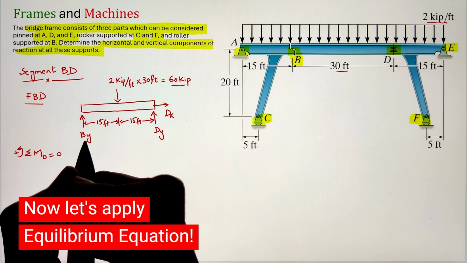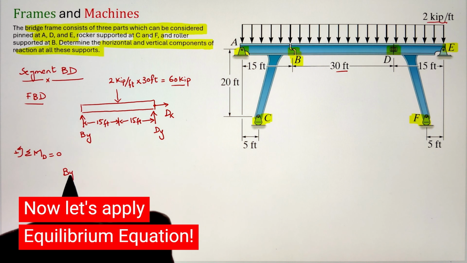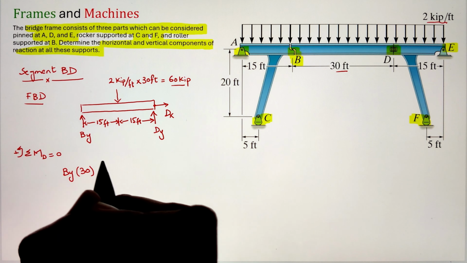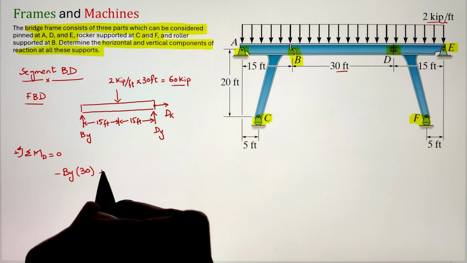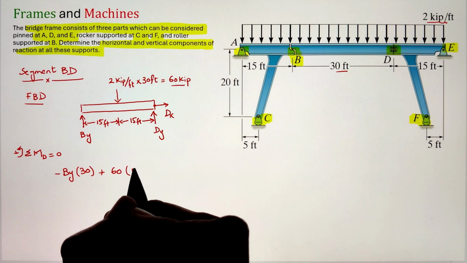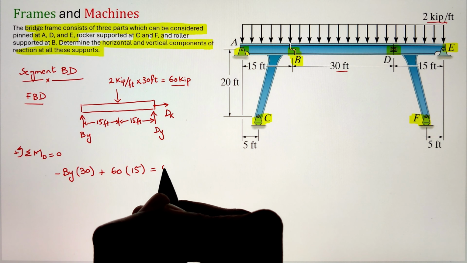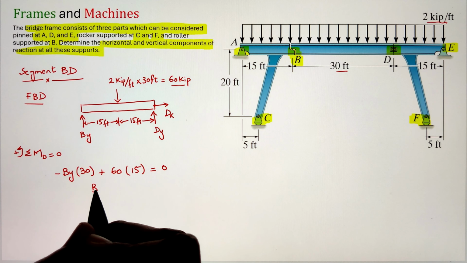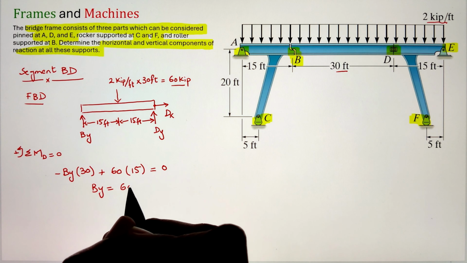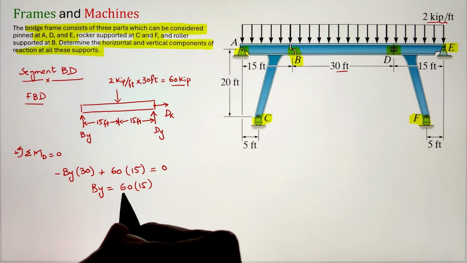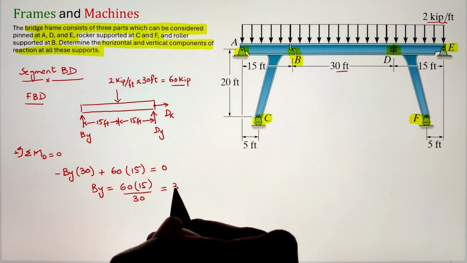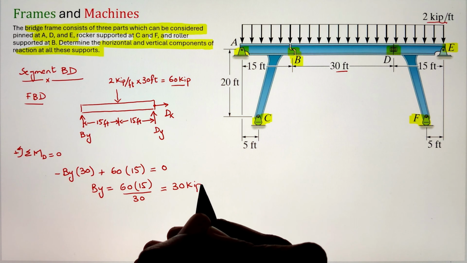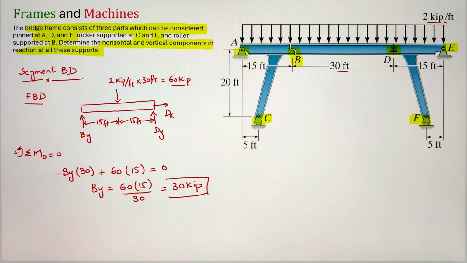So I'm going to start with summation of moment at point D because it will eliminate my Dx and Dy, as these two forces won't create any moment as they are passing through the point line of action. So we have our By that is going in the upward direction and has a moment arm of 30 feet that is going to create our clockwise moment, whereas the 60 kip force pointing downward is going to create our counterclockwise moment with a moment arm of 15 feet. Simplifying, we get our value of By as 30 kip.